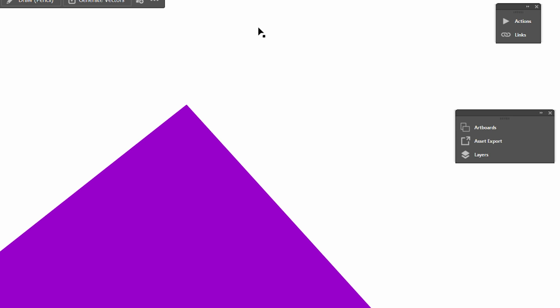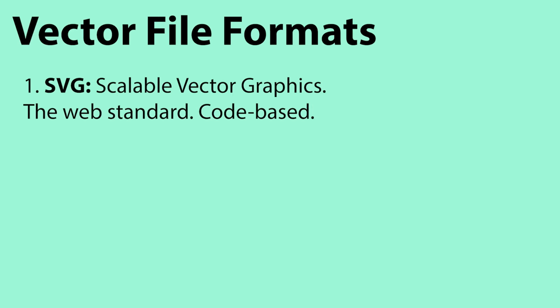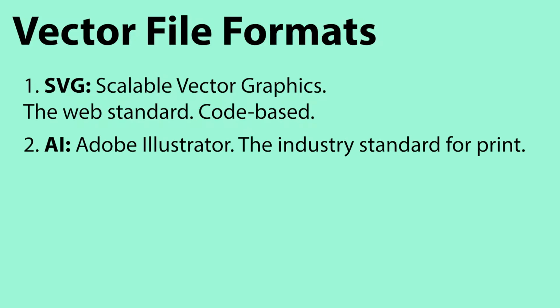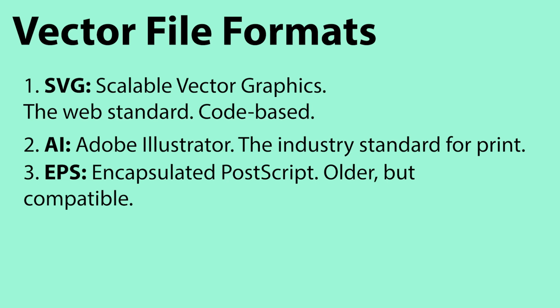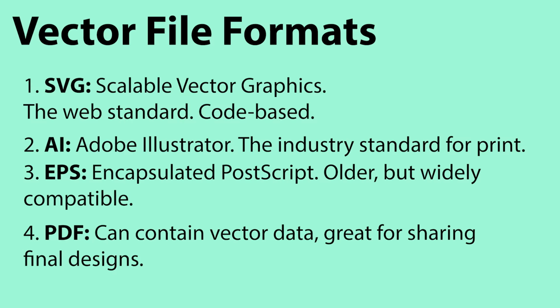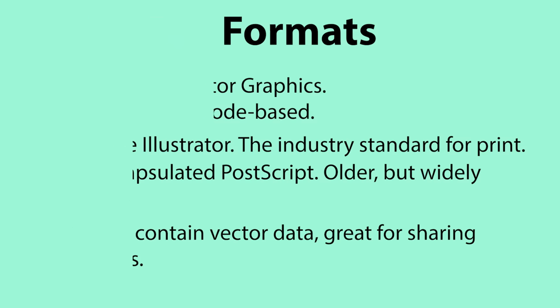What are examples of vectors? Common vector files include SVG, scalable vector graphic, which can be used for the web, standard web, and code base. Another format is AI, Adobe Illustrator, not artificial intelligence, Adobe Illustrator, the industry standard for print. EPS, encapsulated postscript. These are older file formats but widely compatible. PDF can contain vector data, great for sharing final design.